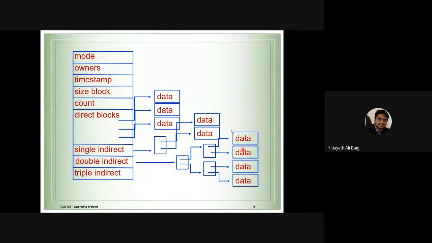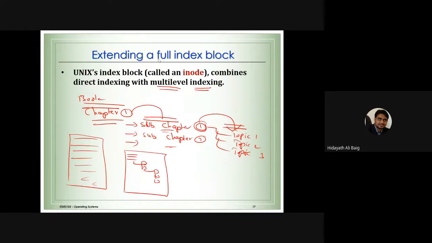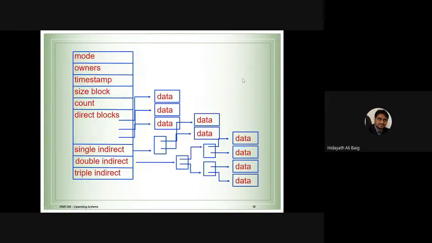Okay, so likewise, we have multi-level indexing, not just one index. Remember the book example I gave you, multi-level indexing. Who uses this method? Unix uses this method. And what is the name given for this method? It is called inode. The Unix index block is called inode, index node, which contains direct indexing with multi-level indexing. Is that clear, students?